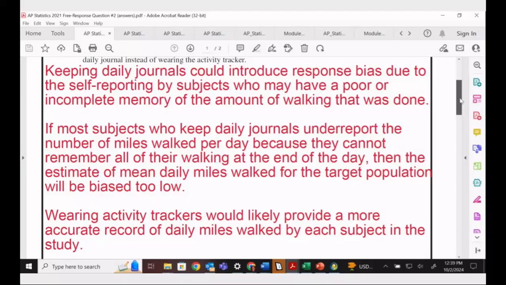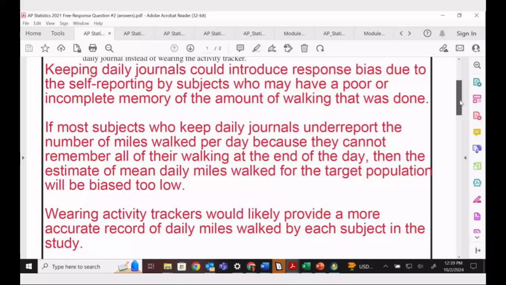Or you could say the use of a daily journal may result in biased estimation, underestimation, or overestimation of a population parameter, the mean daily miles walked. So you need to talk about there is a bias that would be prevented by using the activity tracker, and then you have to talk about how this particular bias either would lead to overestimation or underestimation of daily miles walked for the population. If they hit both of those points, that would be an E. If they got one of those two parts, that would be a P. And if they got neither of the parts, that would be an I.